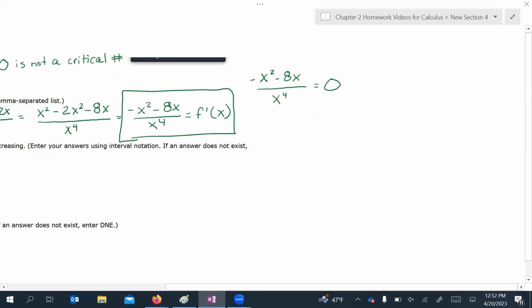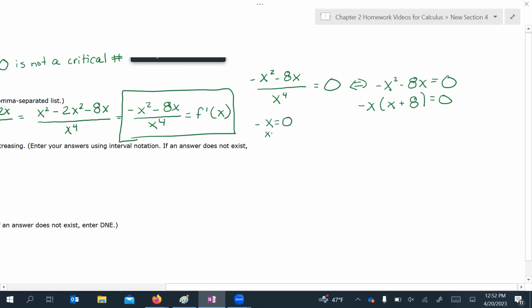So from there, negative x squared minus 8x over x to the fourth equals 0 if and only if x squared minus 8x equals 0. Factoring out a negative x, we get x plus 8 equals 0. The zero factor theorem says that this is going to equal 0 if and only if x equals 0 or negative x equals 0.